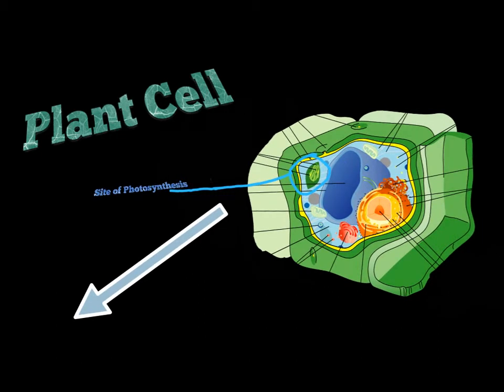This is what a plant cell looks like. The little green thing in there is the chlorophyll, which uses sunlight, water, and CO2 to make oxygen and G3P, which is used to make glucose, cellulose, and many other carbs.